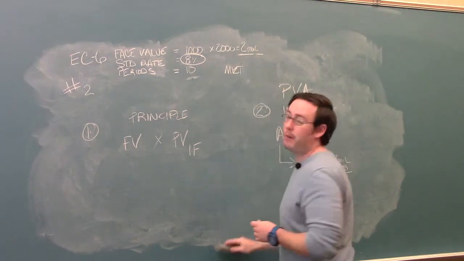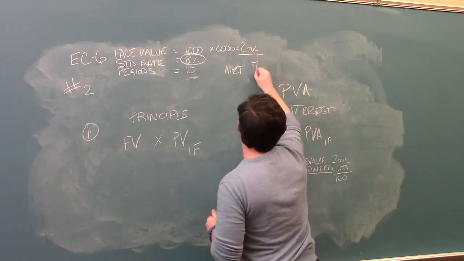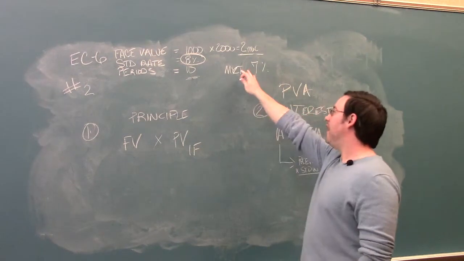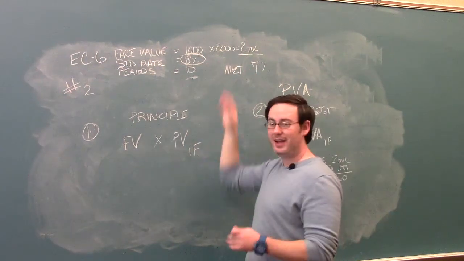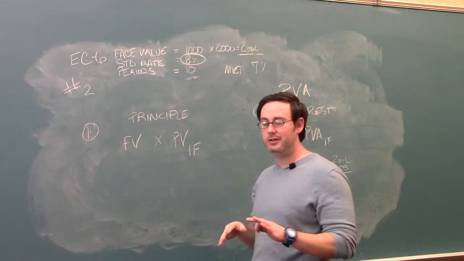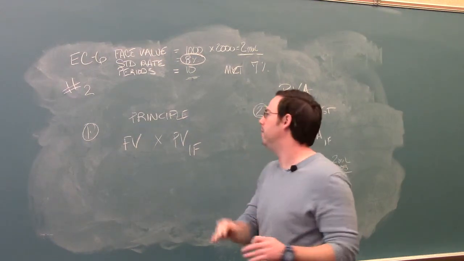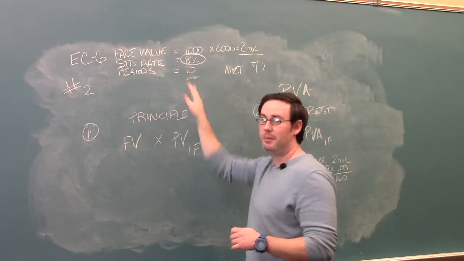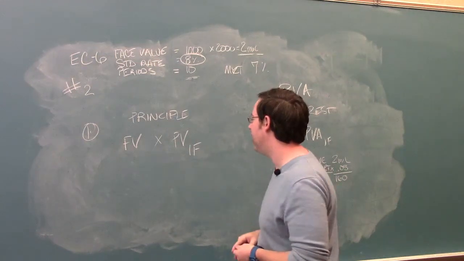Now we find out that the market rate is 7%. The face value is still 2 million. The face value and stated interest rate don't change. It's printed on the bond, right? So it's still 8%. The number of periods printed on the bond is still 10.